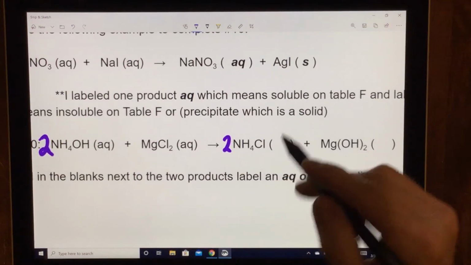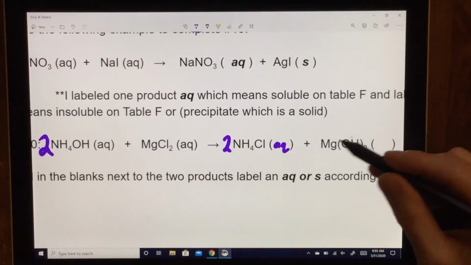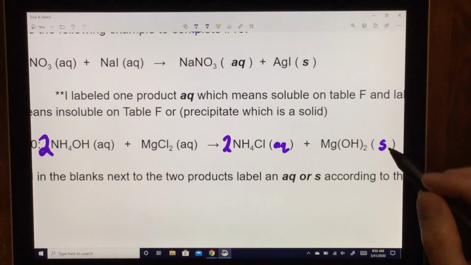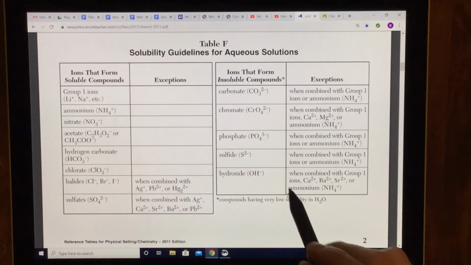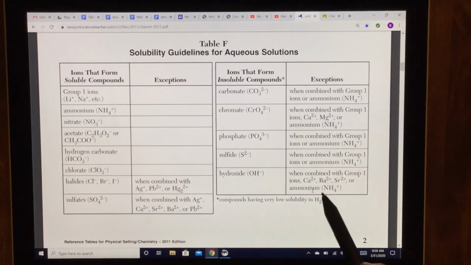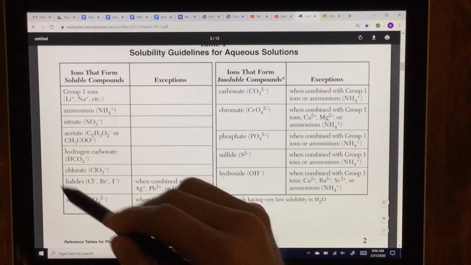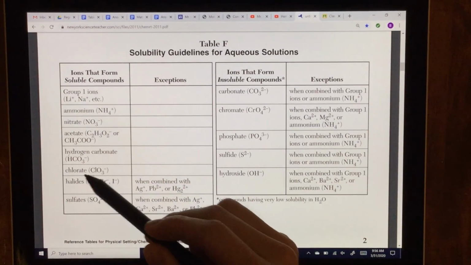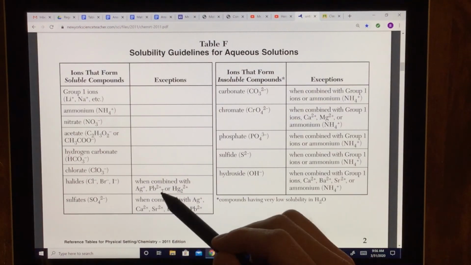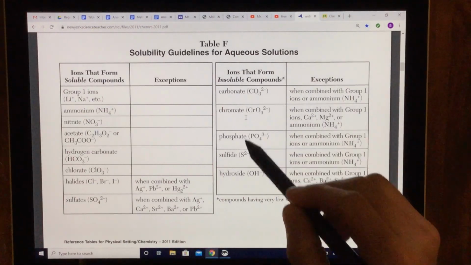I know NH4 plus is aqueous no matter what, so that's AQ. And this one here is going to be a solid because it's insoluble for this reason here. OH minus is insoluble. Mg plus 2 is not one of the exceptions. So therefore, MgOH2 is insoluble. And the other one, NH4Cl, NH4 is always soluble, and the Cl minus is also soluble, except with these, and NH4 is not one of those. So NH4Cl is soluble, MgOH2 is insoluble.